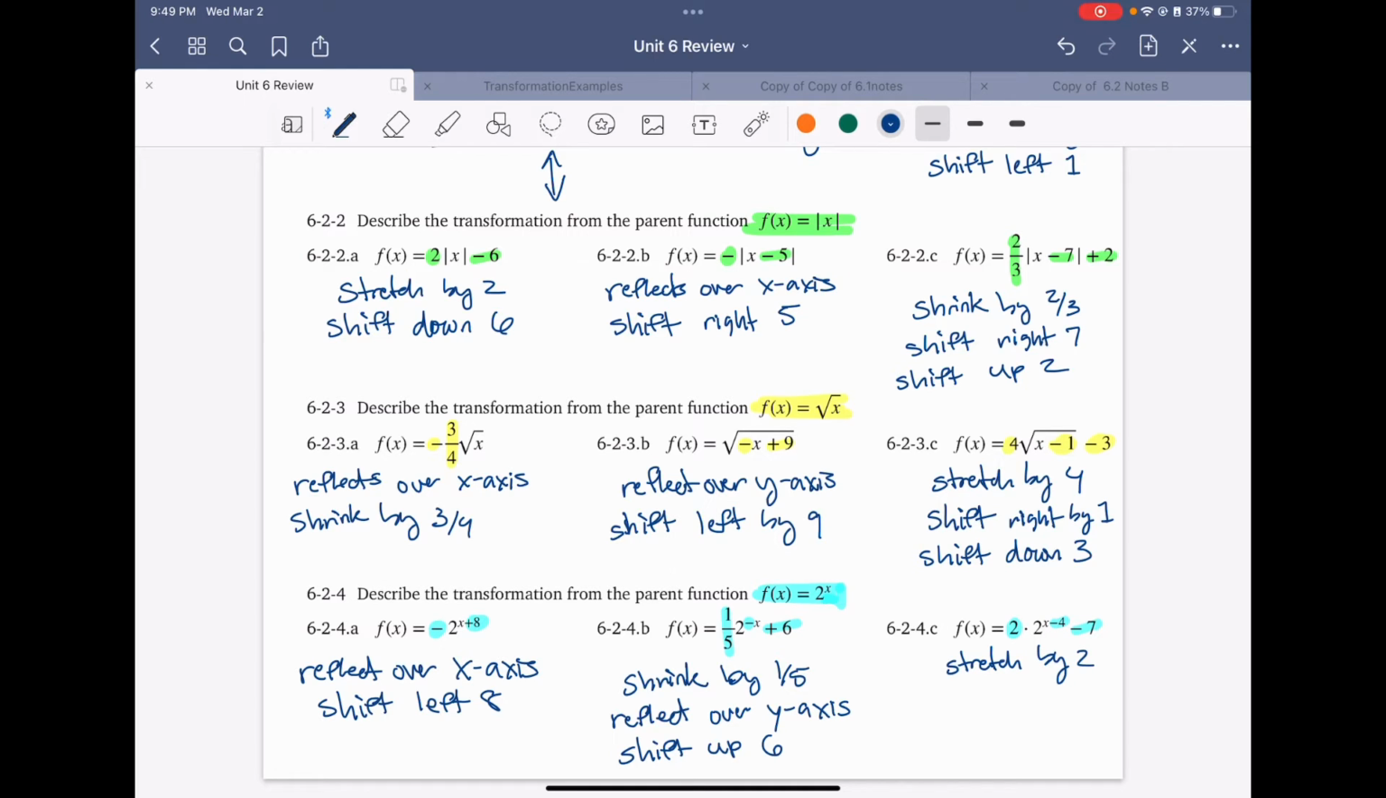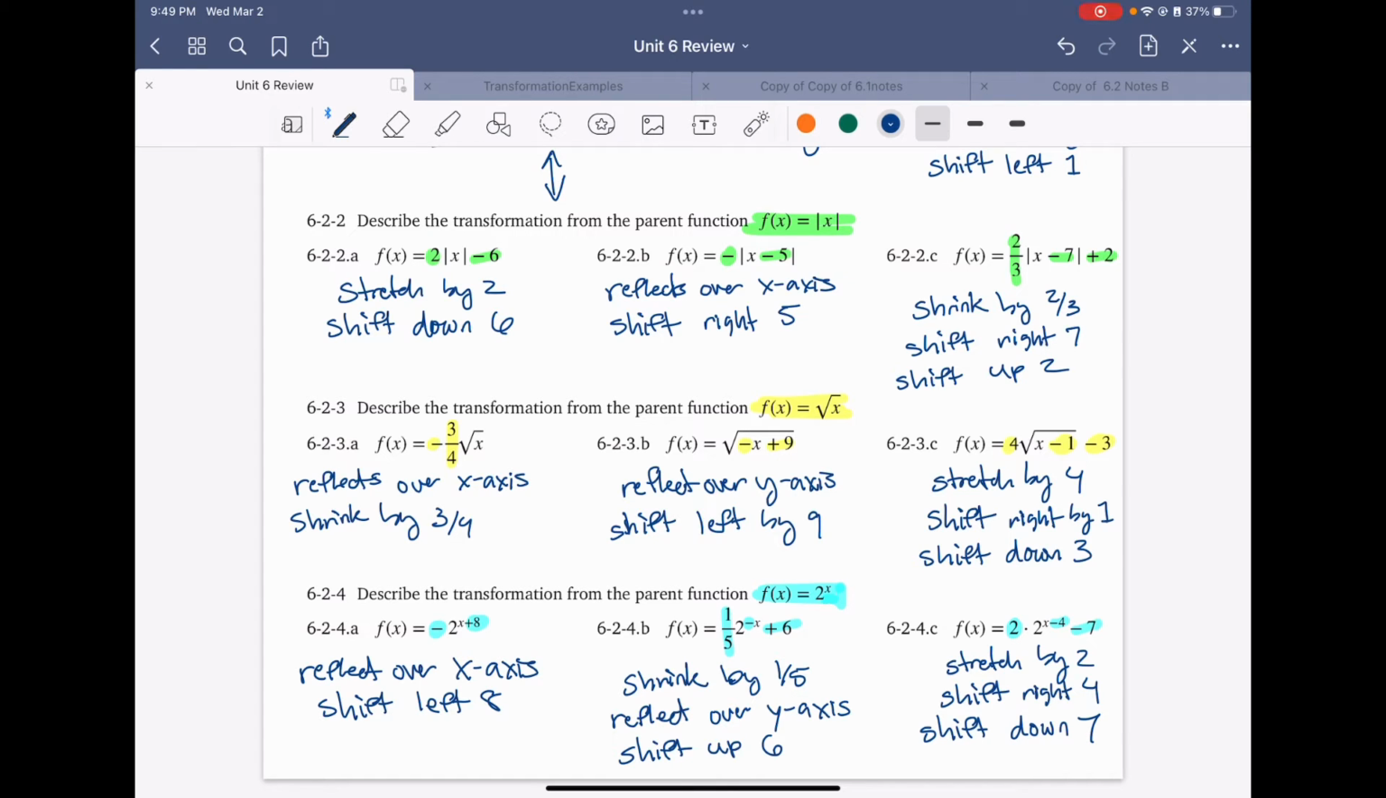-4 in the exponent space, that's kind of like my 8 on this first example. Because it's in the exponent space, it's going to shift it left or right. It's negative, so it's going to shift it right. So shift right 4. The -7 is not in the exponent space, so it's going to shift it up or down. It's going to shift it down. Shift down 7. And that is the end of that.